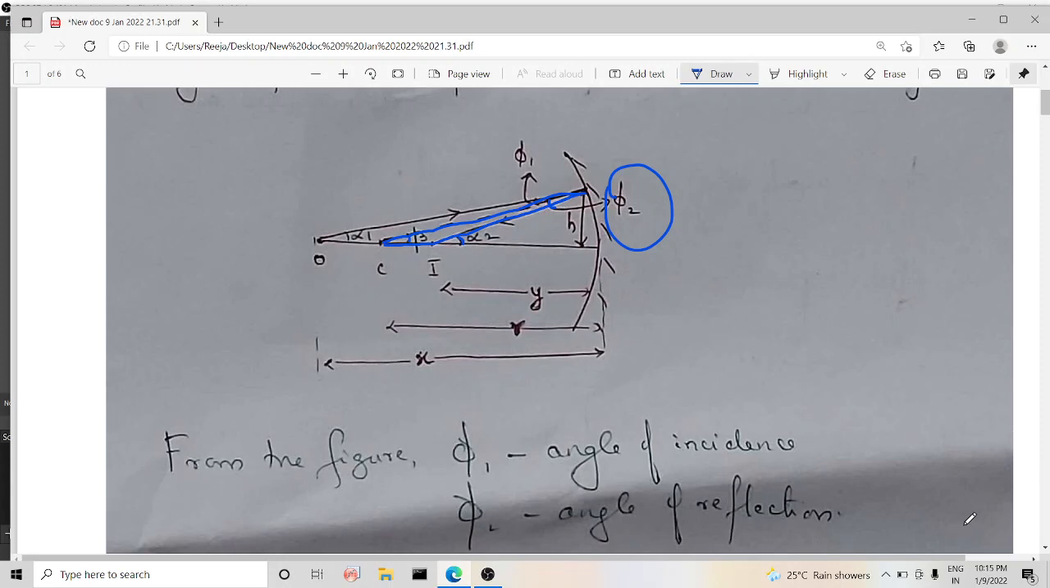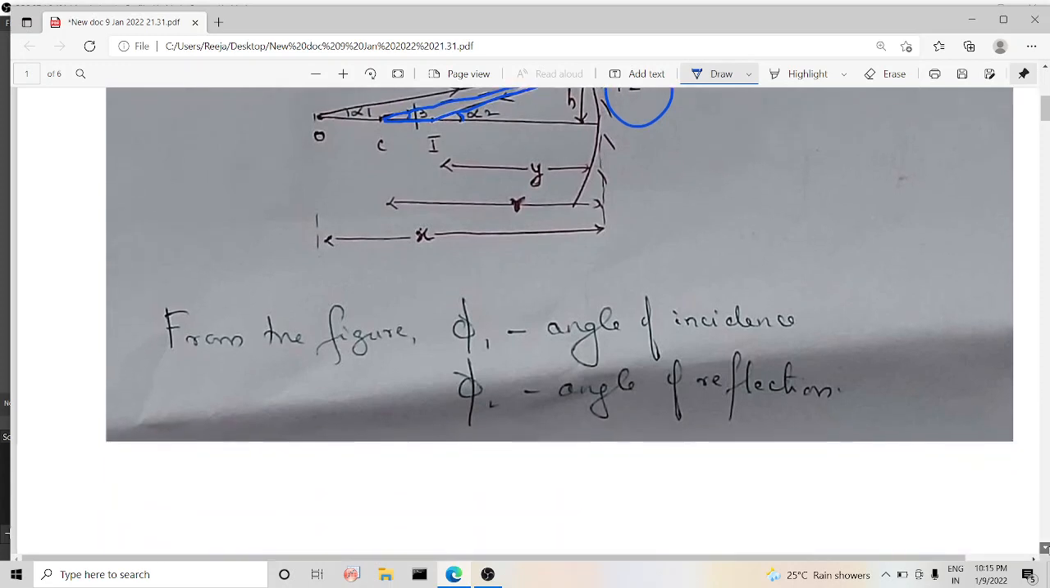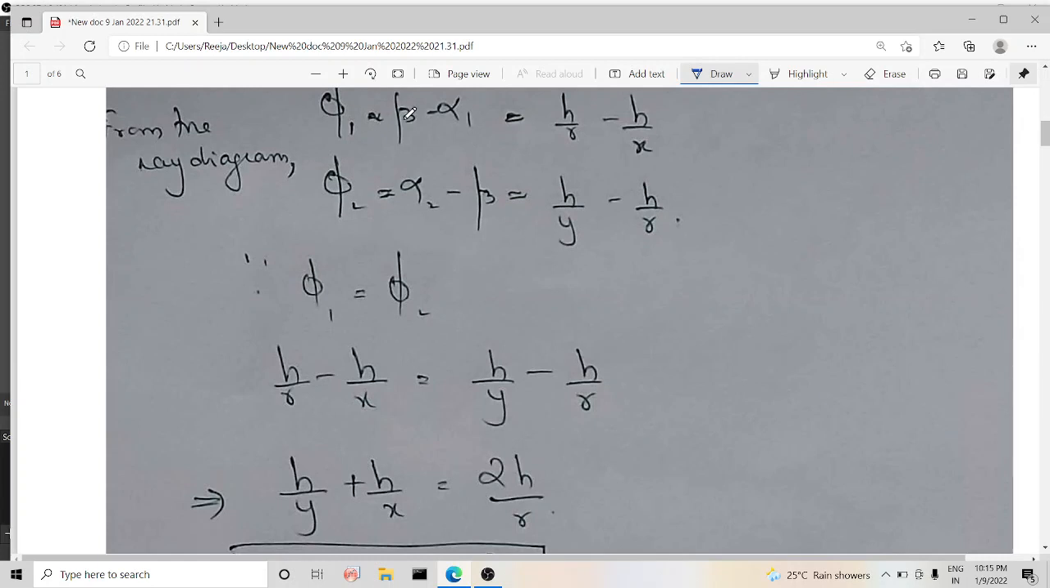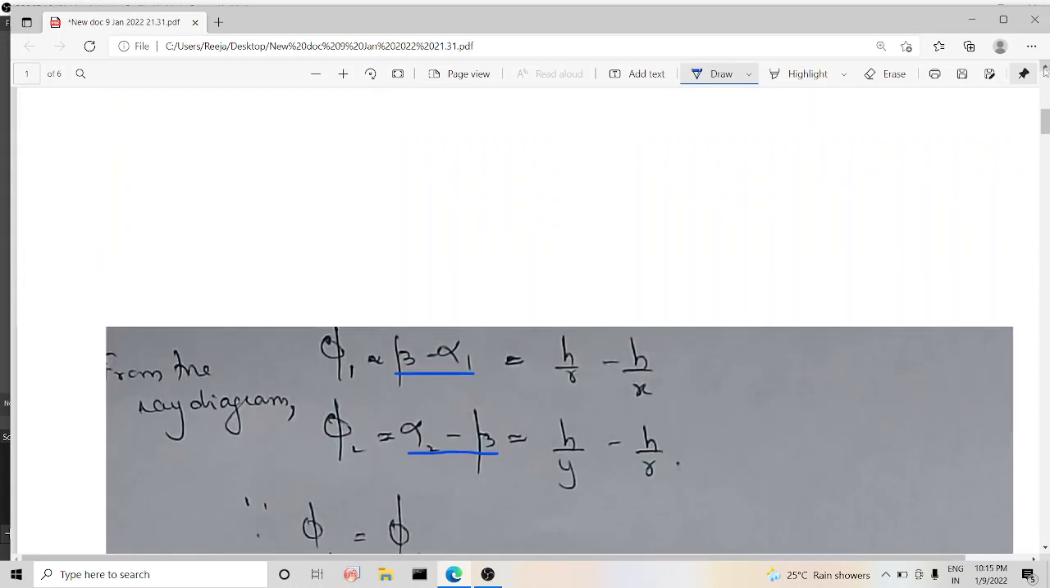I'll show you the angles as rewritten here. So phi 1 is equal to beta minus alpha 1, as we saw from the figure, and phi 2 is equal to alpha 2 minus beta. Now what are beta, alpha 1, alpha 2, etc.? So once again we come back to the figure.